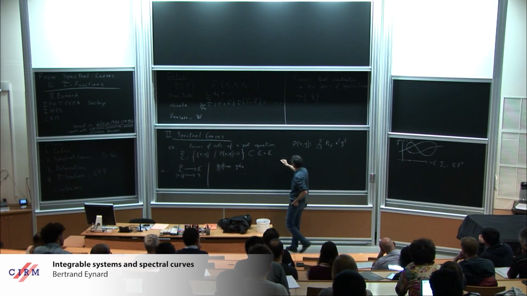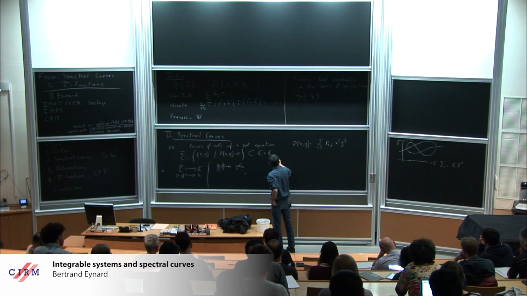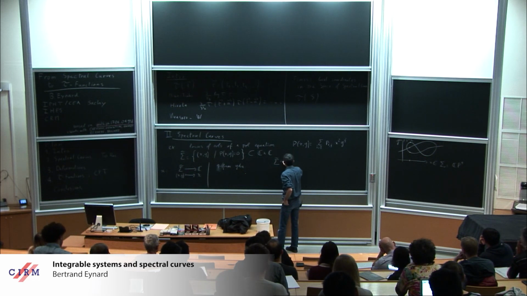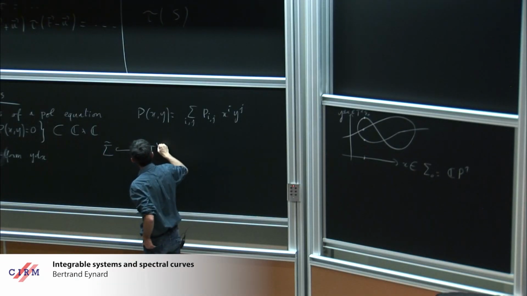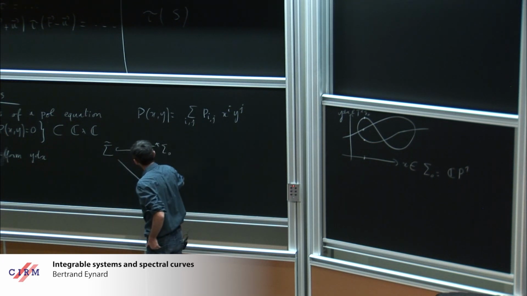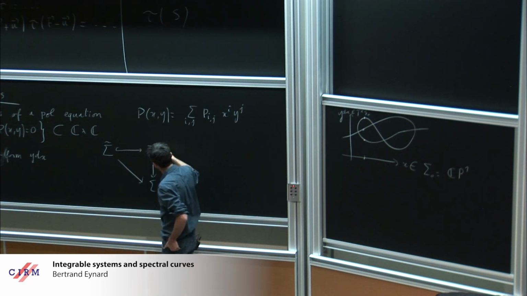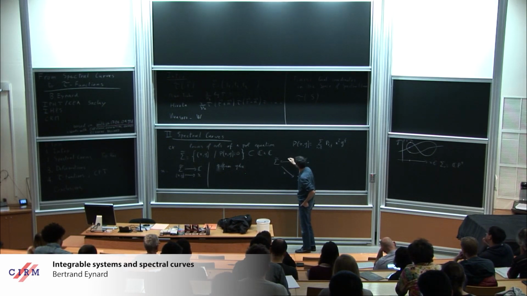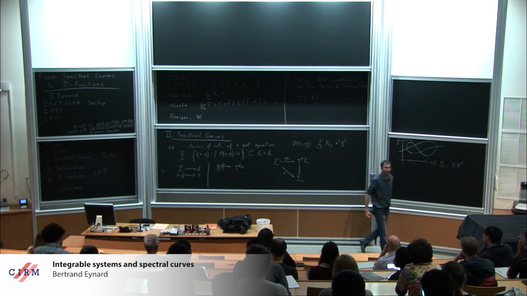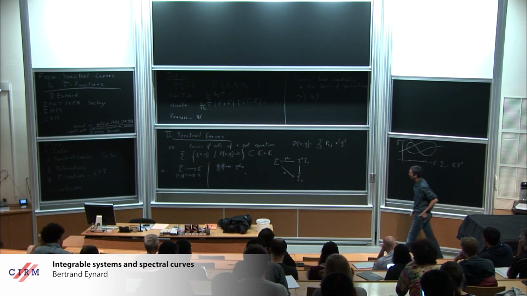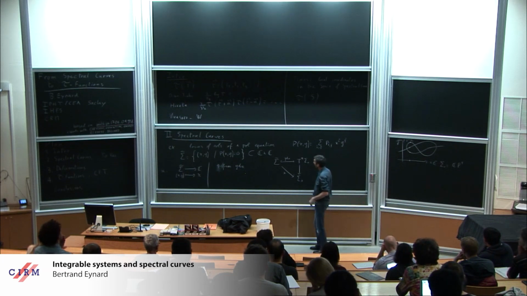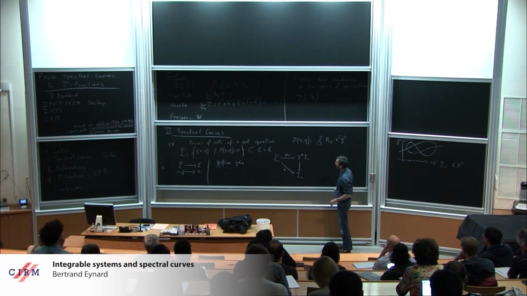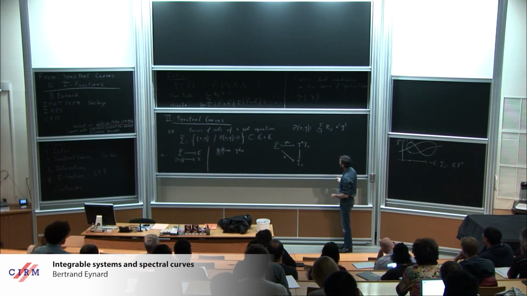So very often people draw that picture. You have sigma tilde, which is immersed into this total cotangent space. You have the projection, so this is a bundle. You have the projection to the base, and this is the map x. And here, this is the form y dx that immerses sigma tilde into the total cotangent space. And it's a Lagrangian immersion. So that's usually how a spectral curve is often represented in the literature.